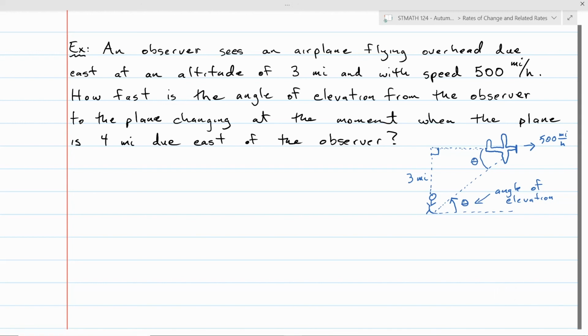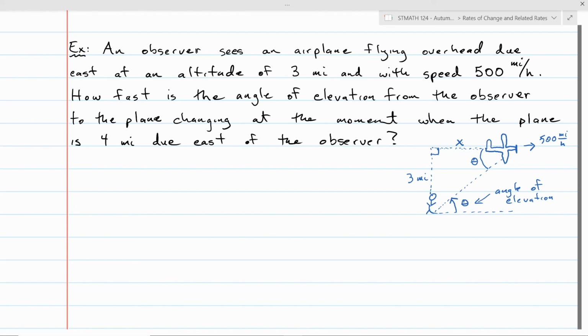We know something about how far the plane is away from the person horizontally. We know at some point they're 4 miles away horizontally. So maybe I'll label that top variable with x, because x is going to be equal to 4 at some point in time that I'm interested in. And also, since I know the speed of the airplane, I can figure out what x is at any given time. x is just going to be 500 times t.